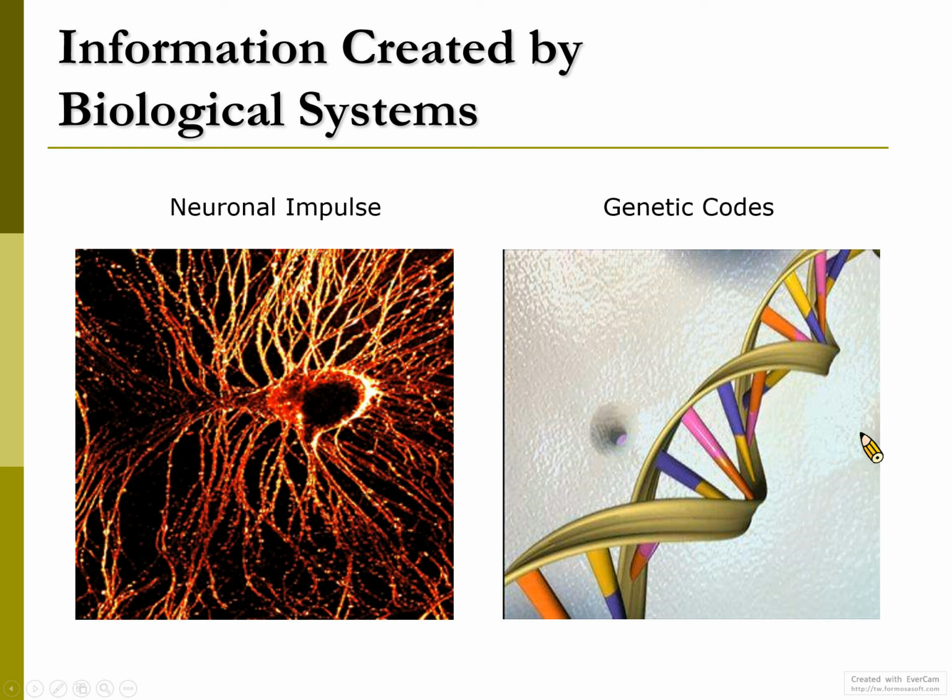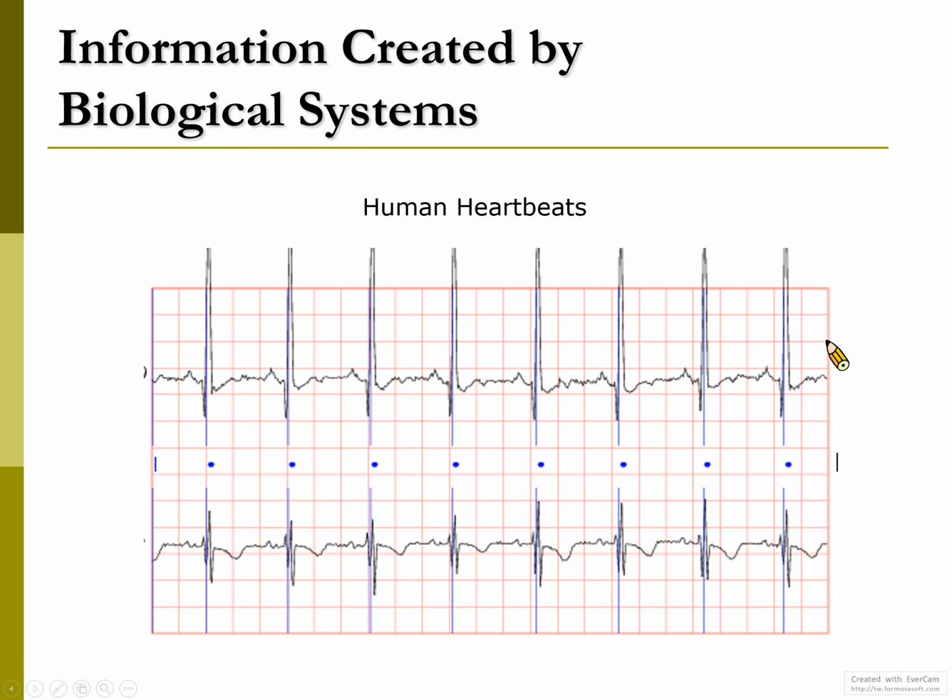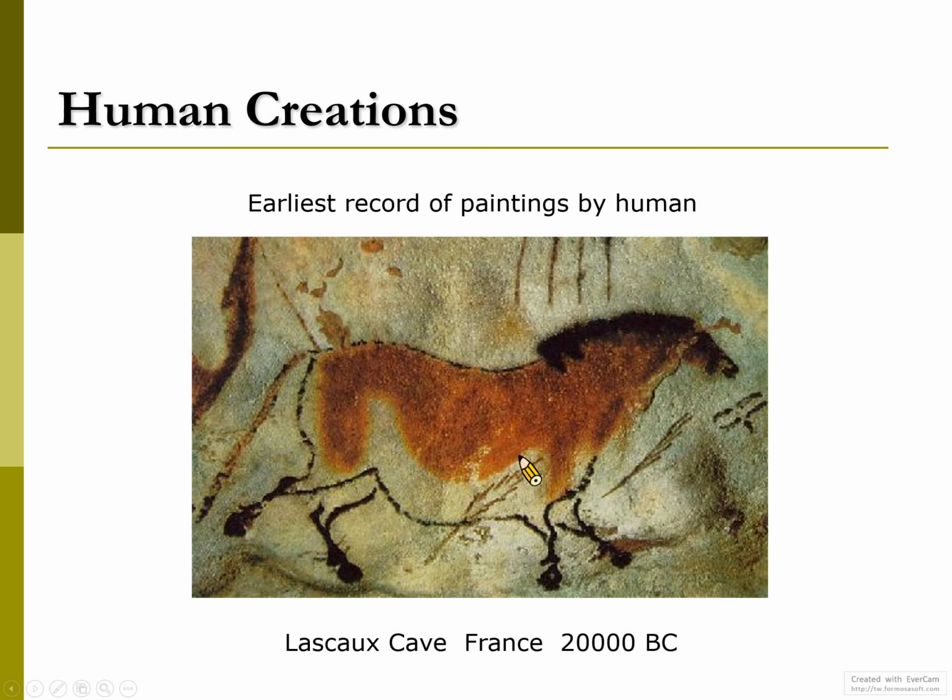In biology or physiology, we really have different types of information. For example, in the nervous system, we measure the neuronal impulse as the information, and of course we have genetic codes as our information. And if we do electrocardiogram recordings, then we measure the human heartbeats, and that is also one of the important pieces of information in our cardiovascular system.